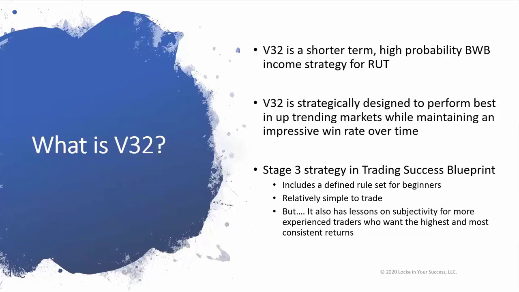Now, this strategy is something that we put into our stage 3 of our trading success blueprint. And our stage 3 trades tend to be very rule defined so that beginners can follow them. And they tend to be also relatively simple to trade. So that's why it's in that category. However, within the V32 strategy, we also have lessons on subjectivity for those who want the highest returns and the most consistent returns, especially when you start becoming more and more advanced in your trading.